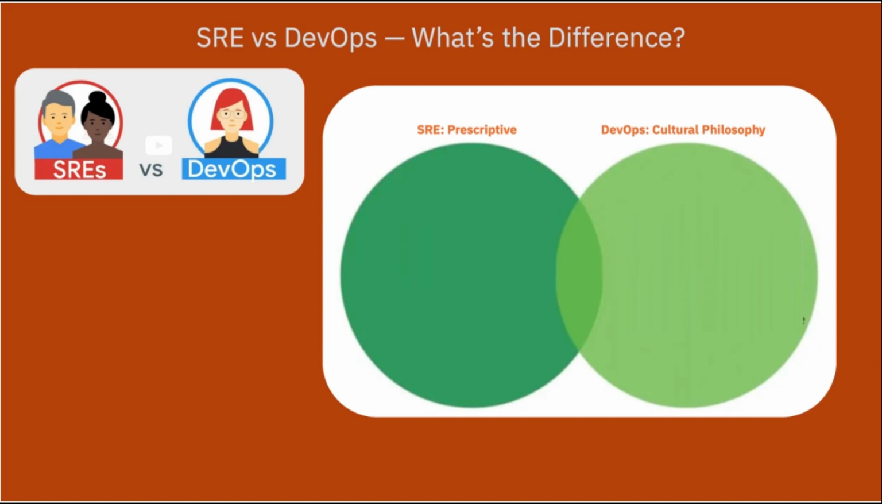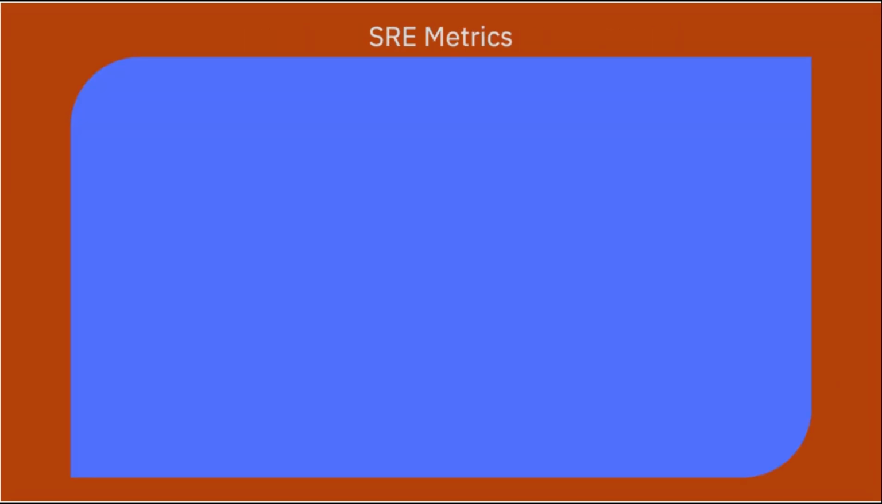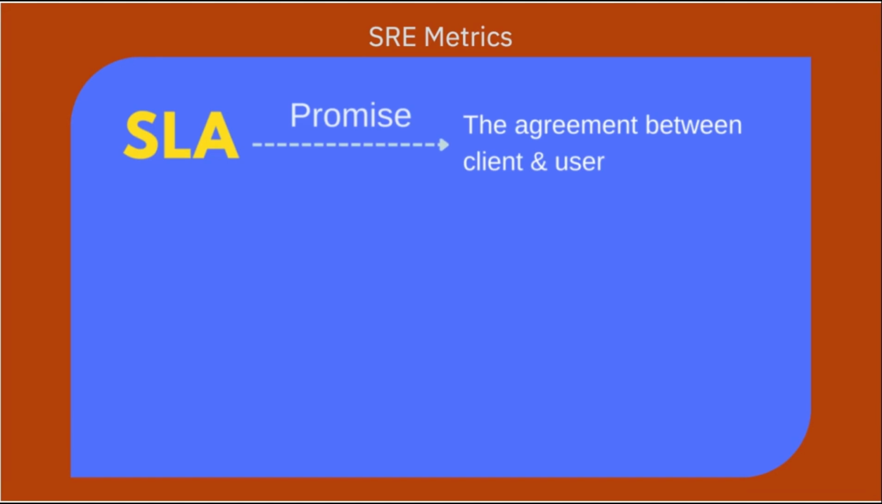For example, an SRE might say, our API must be 99.95% available this quarter. Whereas, DevOps ensures the team collaborates to hit that target. Let's break down the core SRE metrics. 1. SLA, which stands for Service Level Agreement, the contract with users, often stricter than SLOs. Missing it could mean penalties.